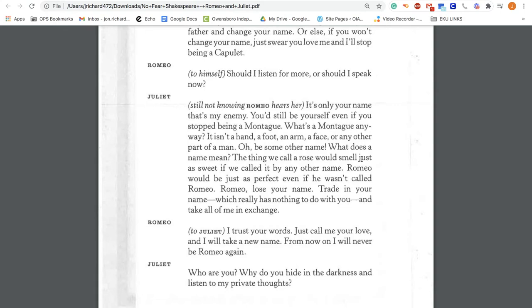So there's this individualistic idea in this scene. We're going to see more and more of this, where they're saying, I don't care about our families. I don't care about the history. I don't care about all of that. We need to focus on ourselves because that's what's most important.